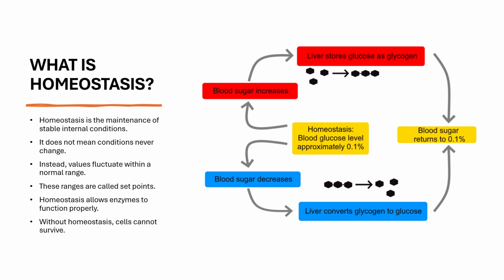Enzymes are very picky and they will only work well within certain conditions. If the temperature or pH drifts too far, enzymes stop working. This is why homeostasis is essential for life. Exams often test the difference between a set point and a normal range.